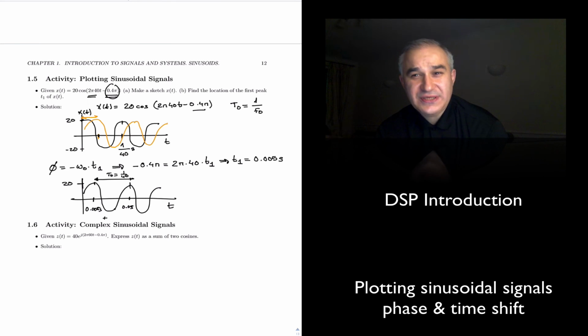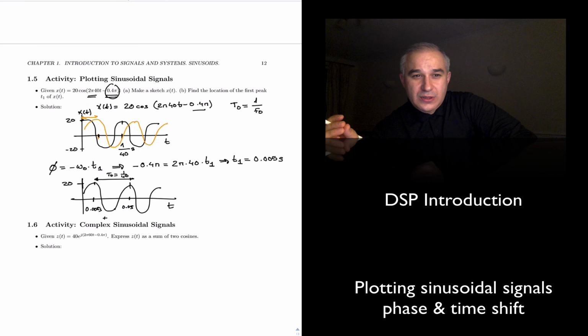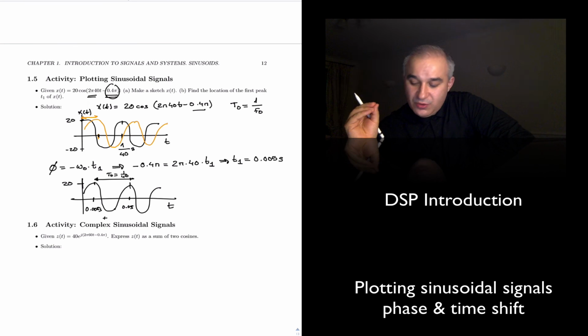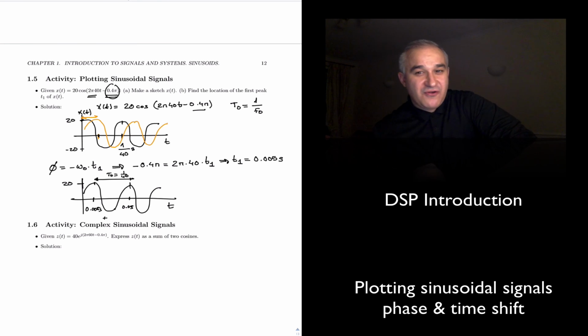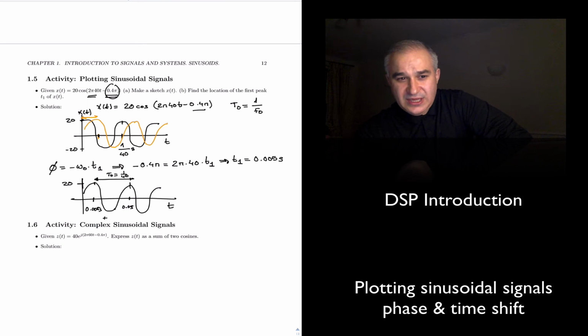And one of the things that often you will need to do is, in your head or in a back of the envelope sketch, if you're given a sinusoidal signal with phases, etc., be able to sketch it, just to be able to check results that you may see in MATLAB, in any other simulation software, or the results of an implementation.